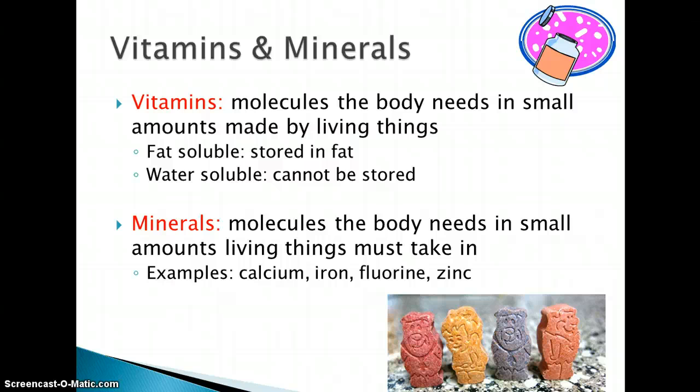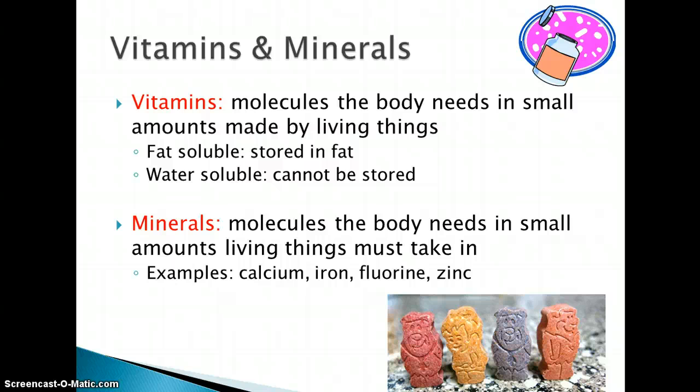Finally, vitamins and minerals are substances that your body needs small amounts of for a wide variety of functions. Vitamins are things that can be made by living things. When the sun hits your skin, your body makes vitamin D. In your intestines, bacteria make vitamin K. Vitamins can be broken up into two categories: vitamins that can be stored and vitamins that need to be replaced daily. Vitamins that can be stored are called fat soluble because they're stored in fat. Vitamins that cannot be stored are called water soluble because they dissolve in water and you pee them out.